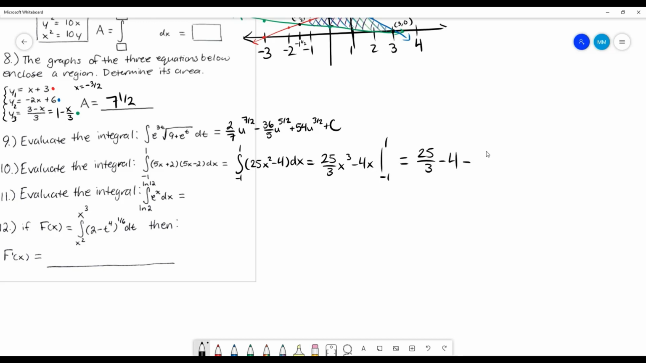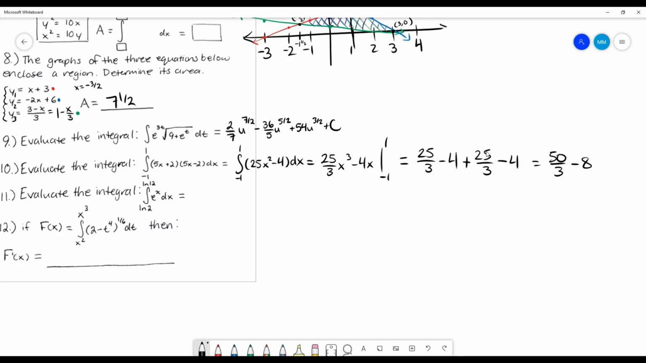Minus, plug in a -1, which is going to be minus a negative, which turns it into a plus. And then minus a negative, but plug in a negative. Hold on. So we're subtracting a -4x, where x is -1. So we're subtracting a positive 4. Yep, okay. Now combine like terms, and I've got 50 thirds minus 8.